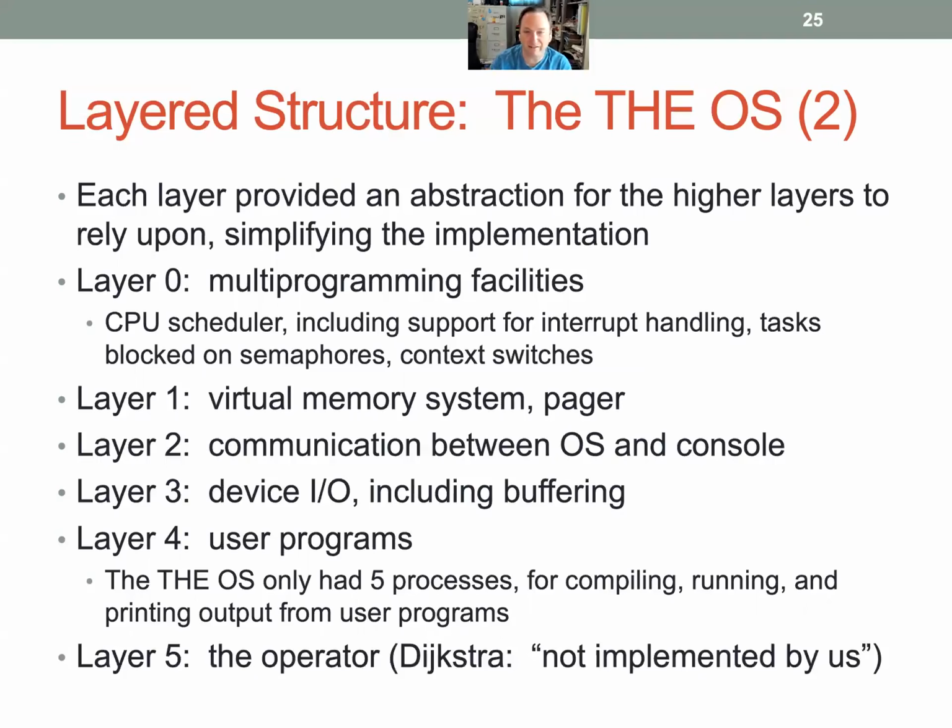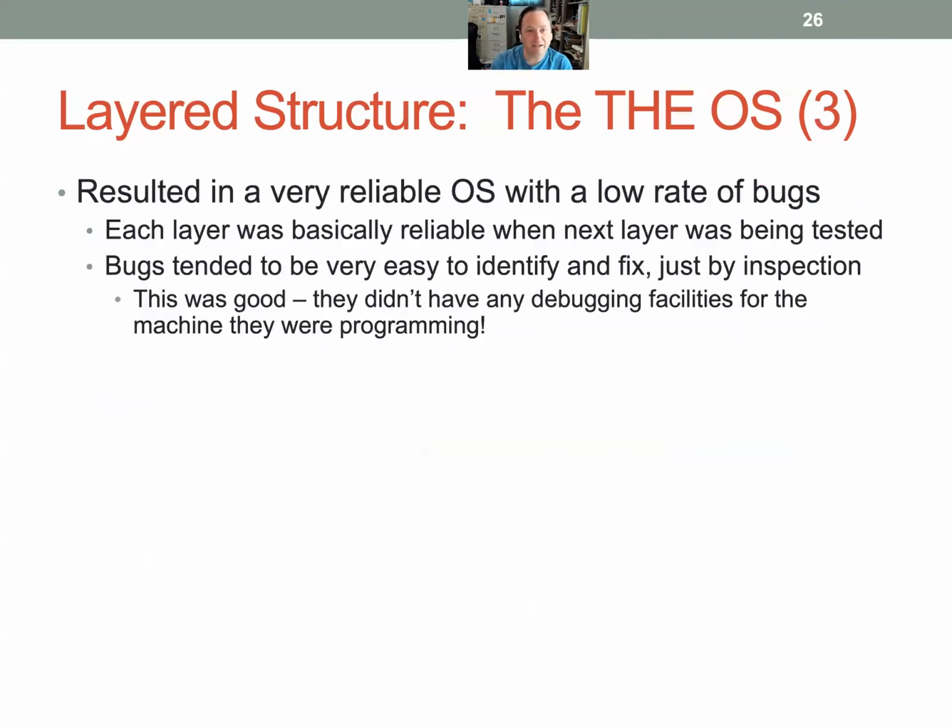And then layer 5 is the user, which I think is hilarious that layer 5 is part of the stack. But there you go. Now, the upshot of this experiment was this OS was pretty awesome straight from the start. It had very few bugs. The bugs that they did have were easy to identify and fix.